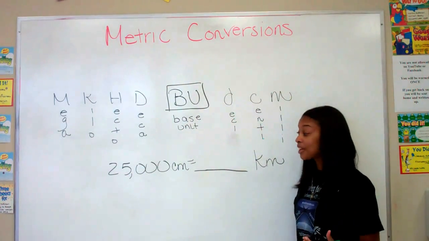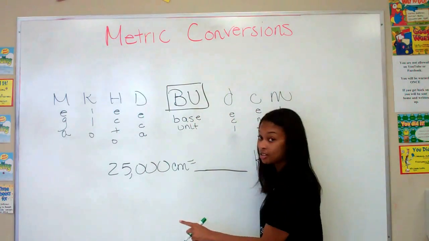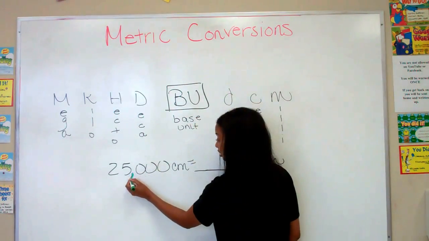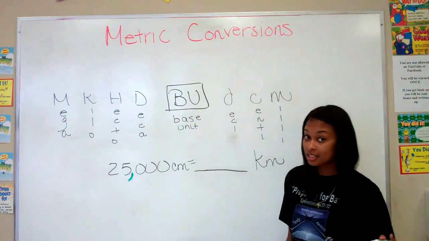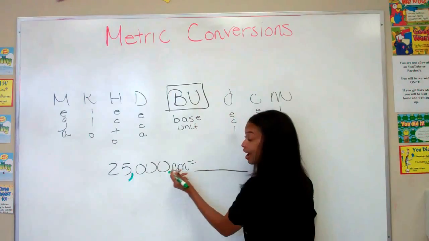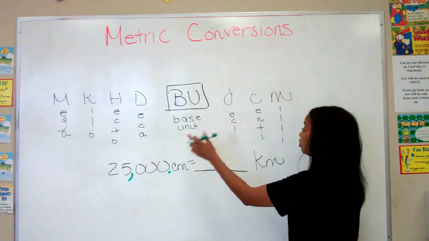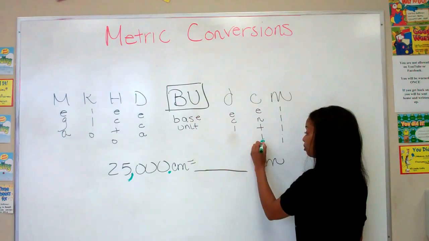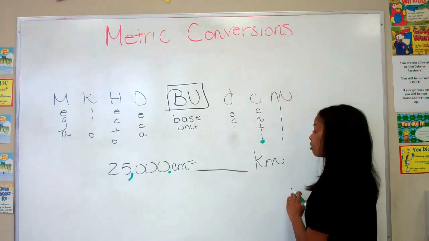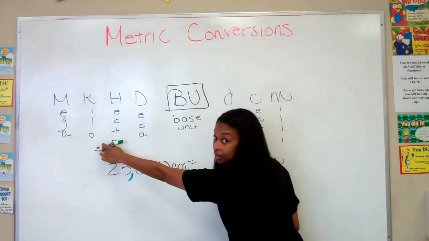Alright guys, now there's a big difference between a comma and a decimal point. Here we have 25,000. There's a comma in here. That is not the decimal point, that is not where we start. This is a whole number, so we're going to start with our decimal point at the end like we did before. Now we're starting at centimeters, which is right here. So this is where we'll put our decimal point. And then we're going to kilometers, which is all the way over here.